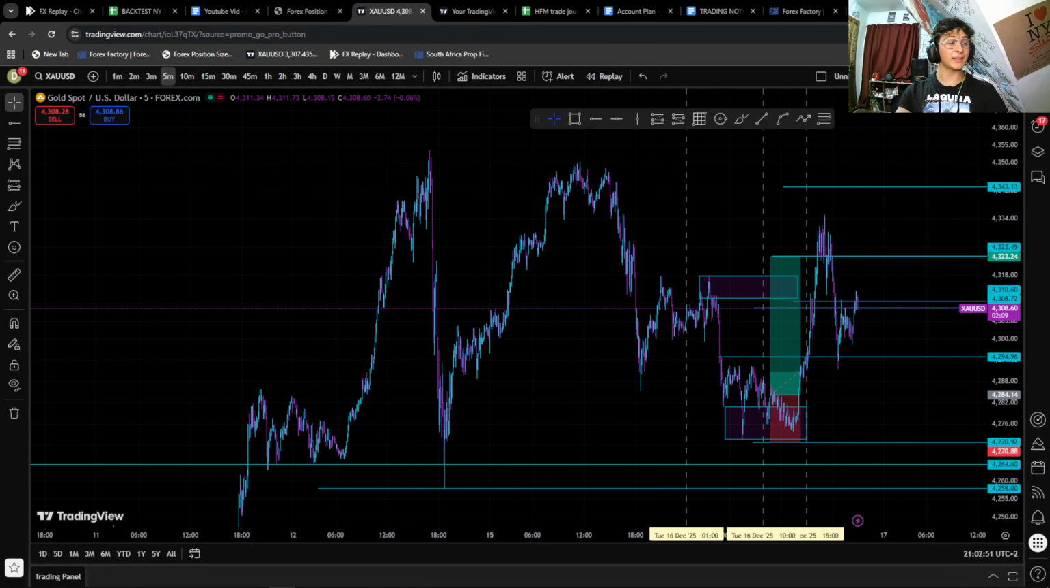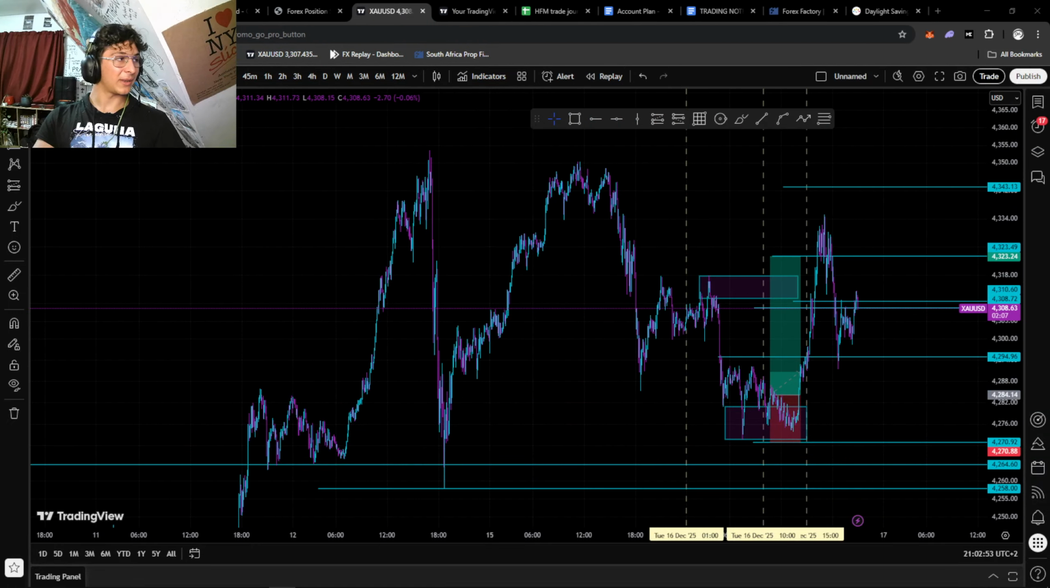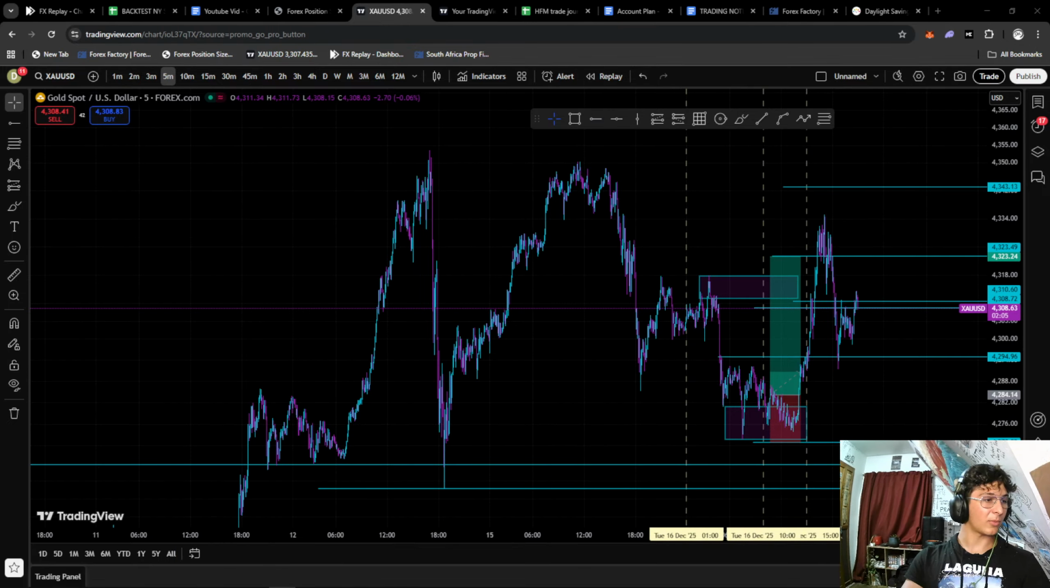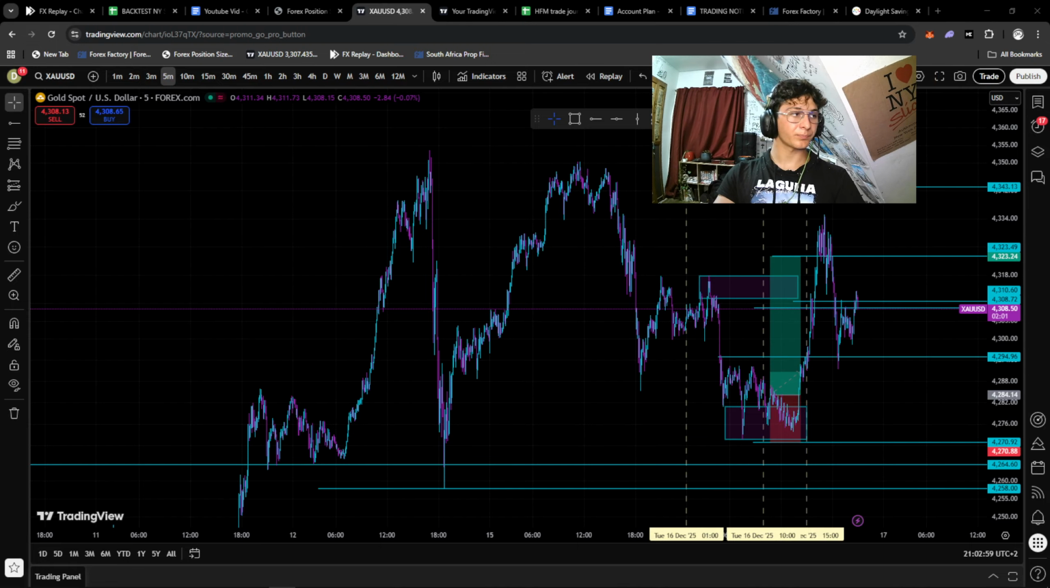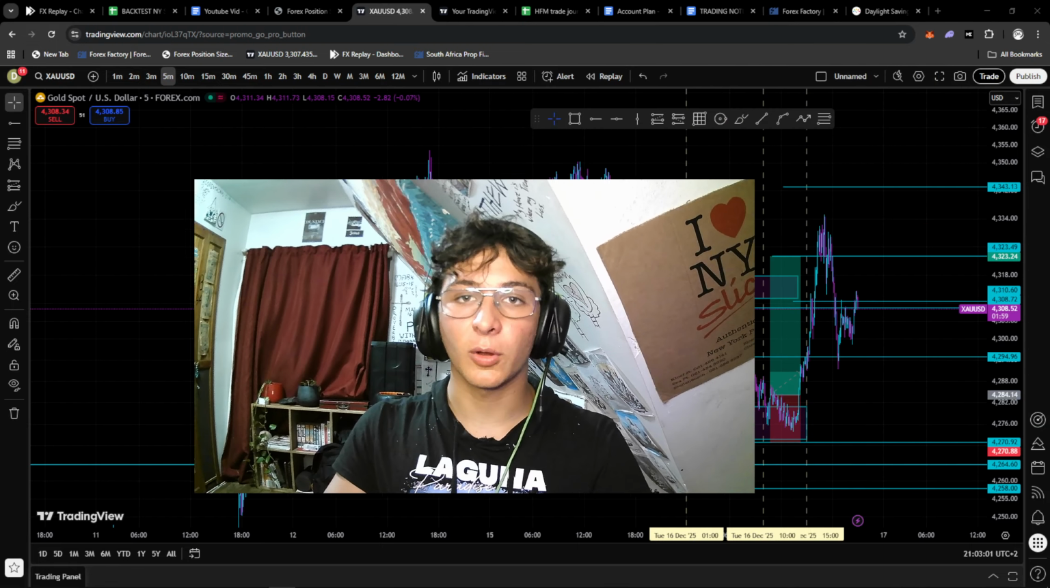So I'm not too sure where this webcam should go. If it should go in the top left here, if it should go in the top right, or the bottom left, or the bottom right, I don't know, guys. But anyways, let's see if you guys can focus like this.